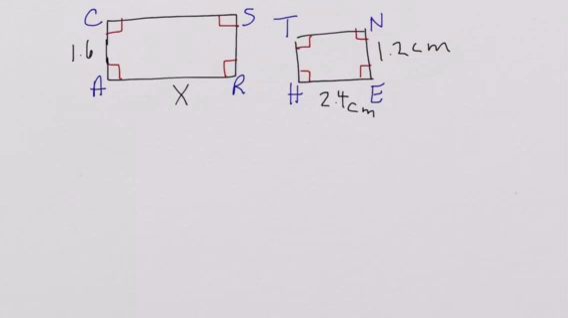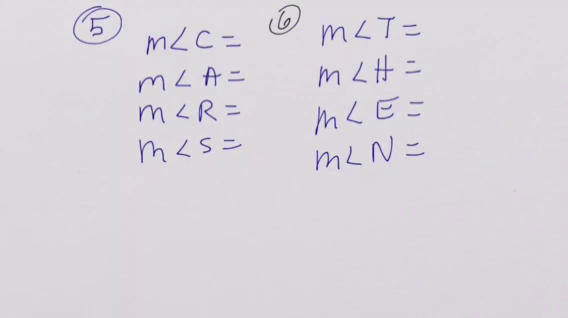Now you're going to draw your two rectangles that we're going to use for the next equations. Go ahead and label them CARS, C-A-R-S, and then T-H-E-N.